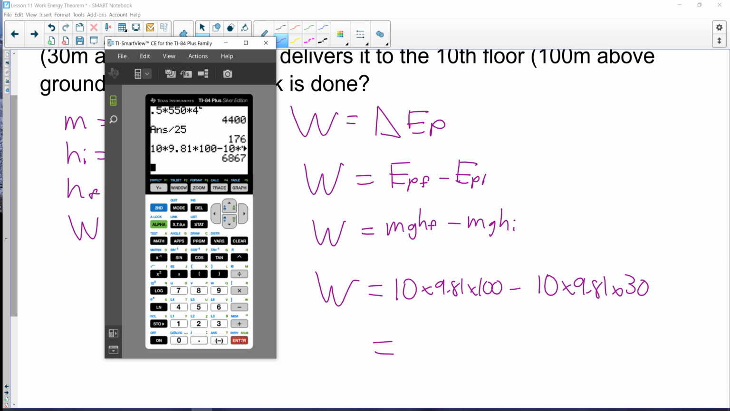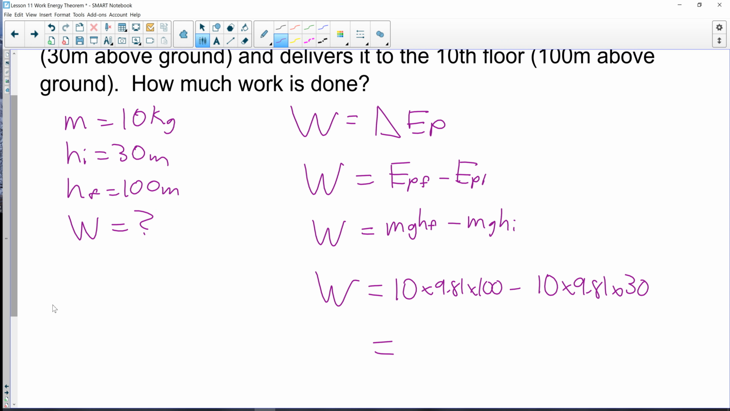Okay, so that's going to require 6,867 joules worth of work. And if you're really sharp with math, you might have figured out that you could also do this: 10 times 9.81 times 70. All it was changing was the height, m and g were staying the same. Doesn't work for kinetic because you've got a squared in there, but it does work for potential. So the work being done was 6,867 joules.